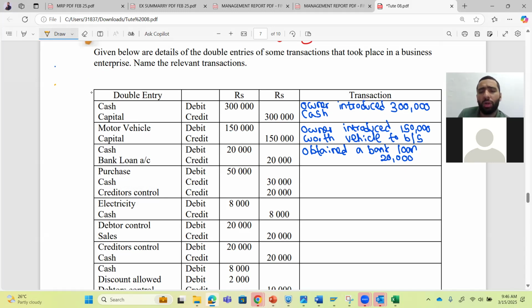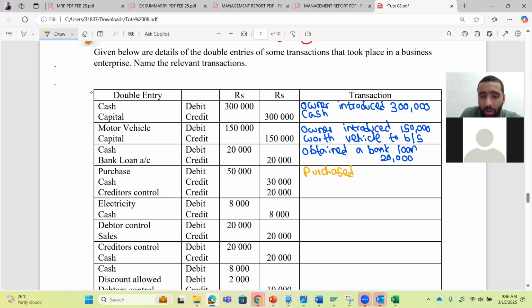Can anyone tell me who this is? What is the transaction that has happened here? Do you know the answer? Purchase is debit, cash is credit, creditors control is credit. This is very simple. Right? Purchase. Okay, this is very simple.